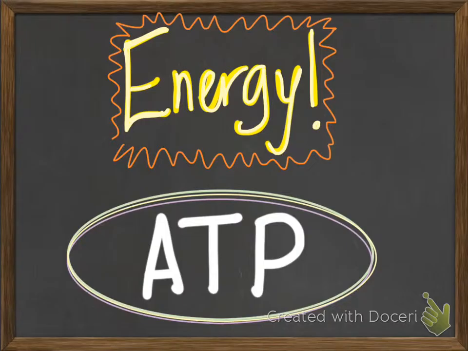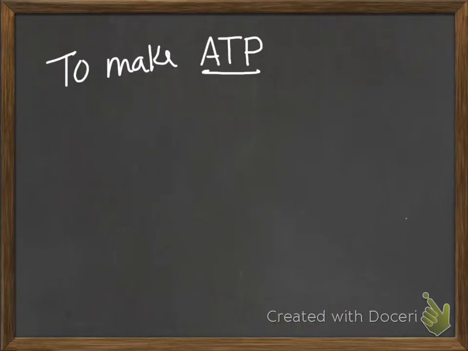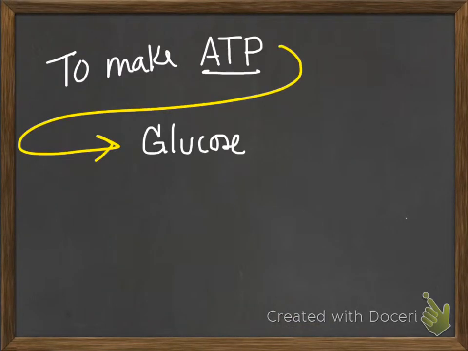So where do cells get ATP? Is it in your food? Can you go out and eat a nice big plate of food that contains tons of ATP? Do pineapples have it? Is it present in potatoes? Where do we get this stuff? The fact is that cells have to make their own ATP. And to make ATP, cells need a molecule called glucose.